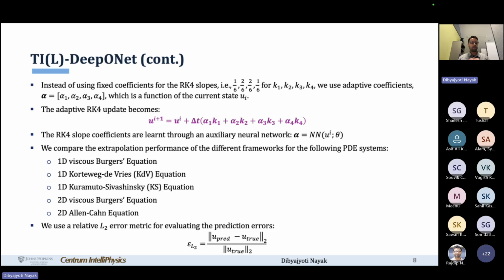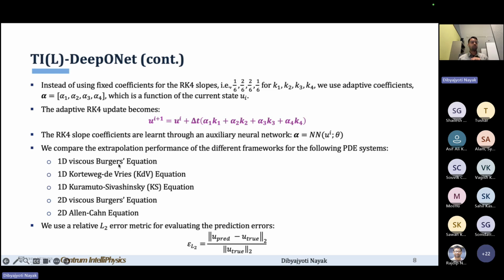And we are interested in comparing the extrapolation performance of the different frameworks. And by extrapolation performance, what I mean is extrapolating or forecasting the solution state beyond the seen training temporal domain, right? So that was one of the questions of interest that we wanted to address.